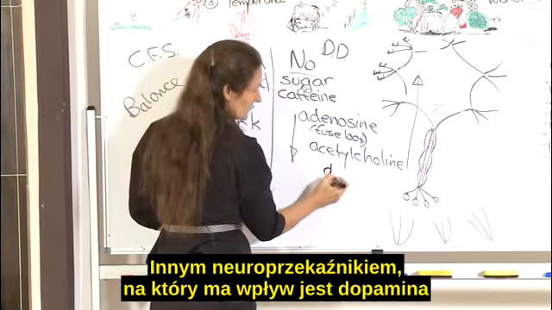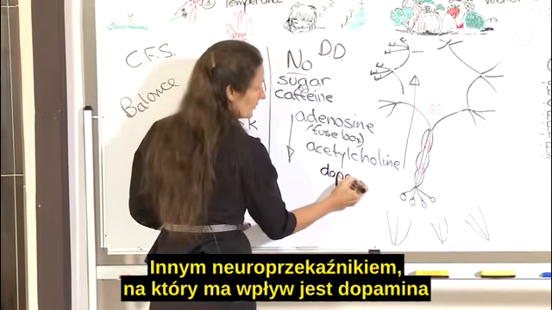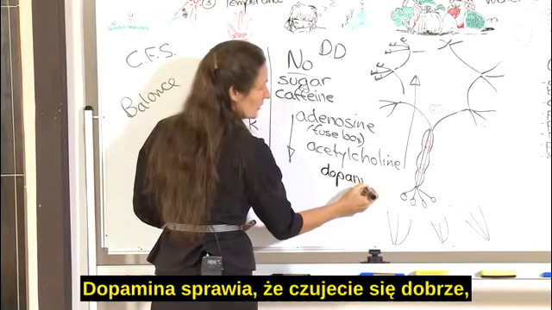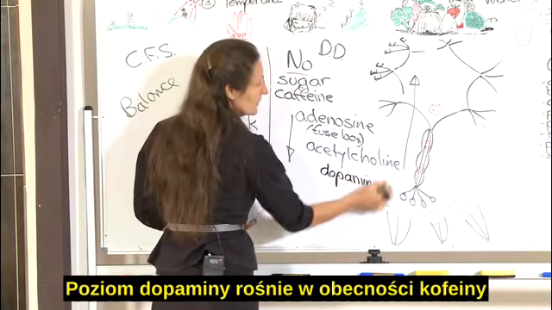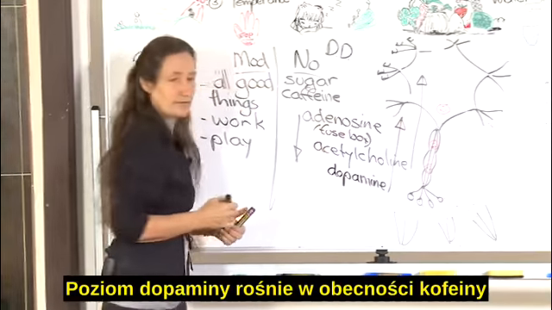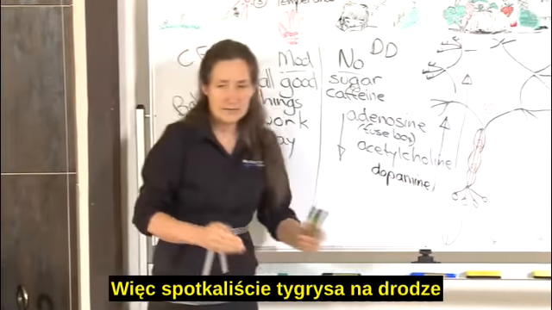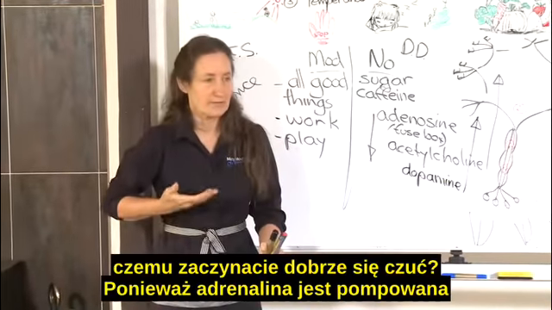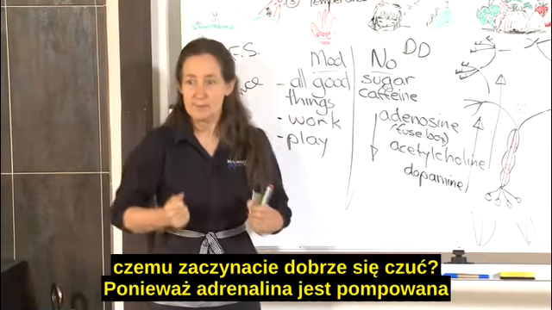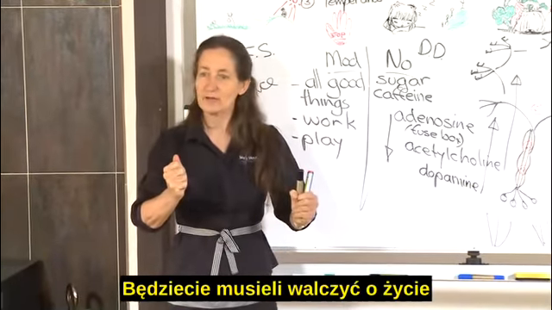The other neurotransmitter that's affected is dopamine. And dopamine makes you feel good. Dopamine levels rise when caffeine goes in. So you've met a tiger on the path. Why are you starting to feel good? Because adrenaline's pumping. You're going to have to fight for your life.